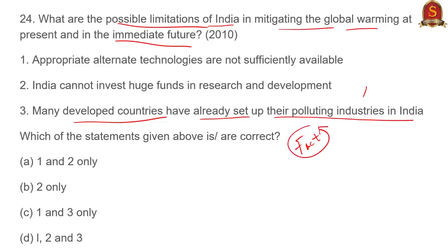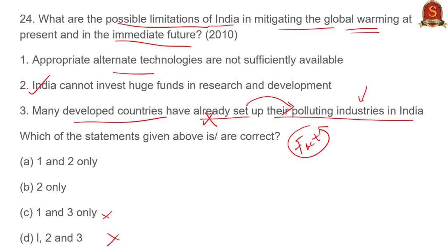This does not mean that India will not be able to limit. Even if developed countries come and set their industries, we can still curb them. It does not put a limitation on our own expertise of mitigating global warming in India. So third statement is practically given like a joke. So third statement is wrong. Option C and D goes out of contention. Option 2 becomes immediately correct.